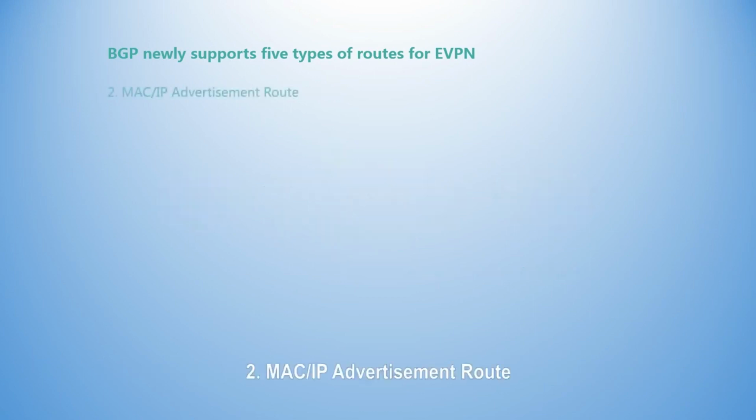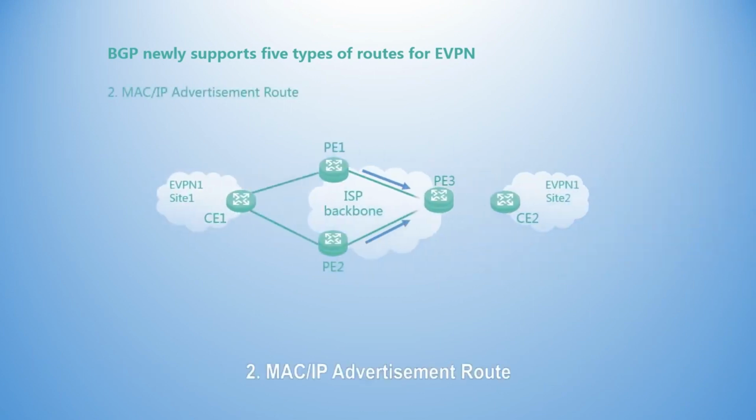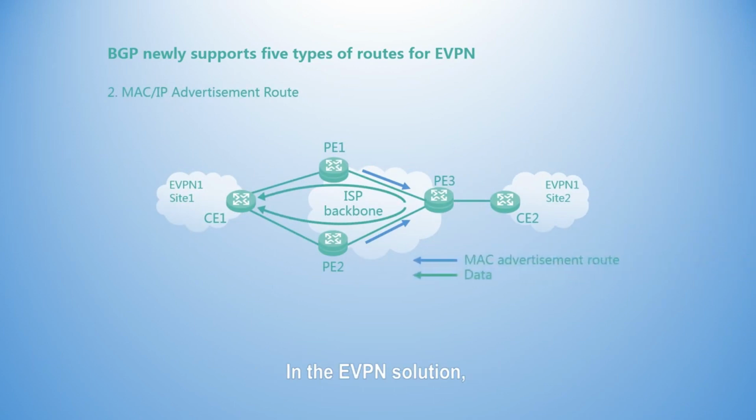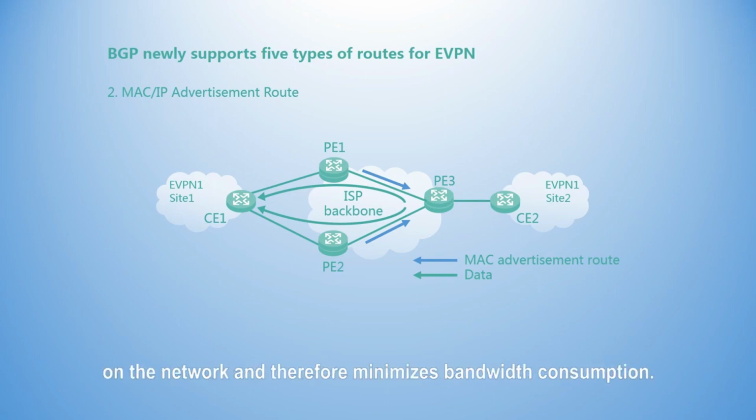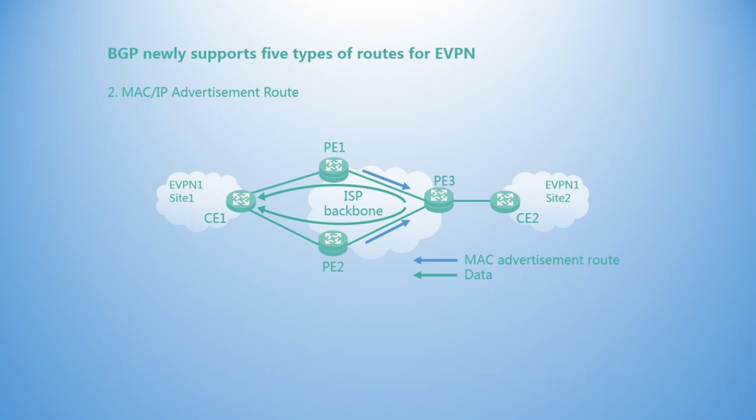Second, MAC or IP advertisement route. In the EVPN solution, the MAC and IP addresses of a site are advertised through MAC or IP route advertisement routes. There is no need to flood ARP request packets network-wide, which greatly reduces the broadcast traffic volume on the network and therefore minimizes bandwidth consumption.